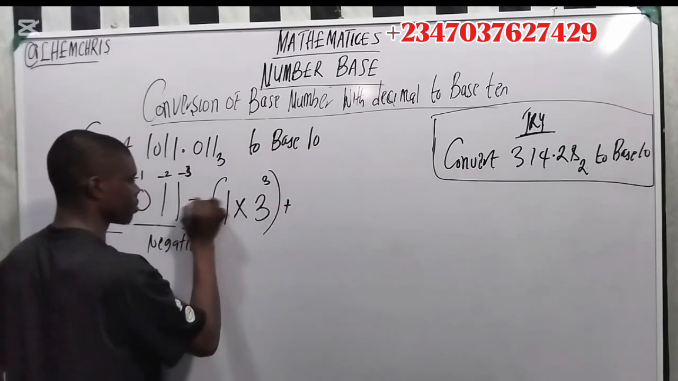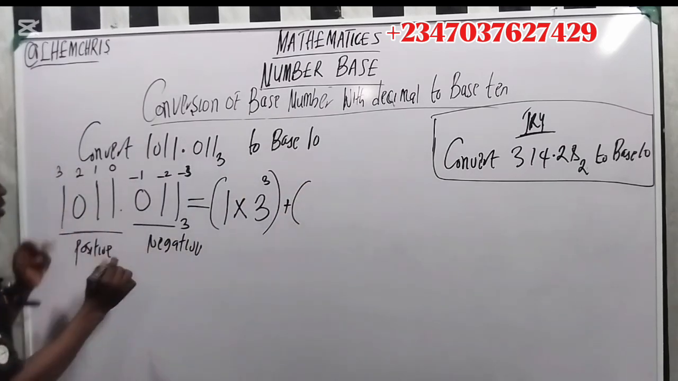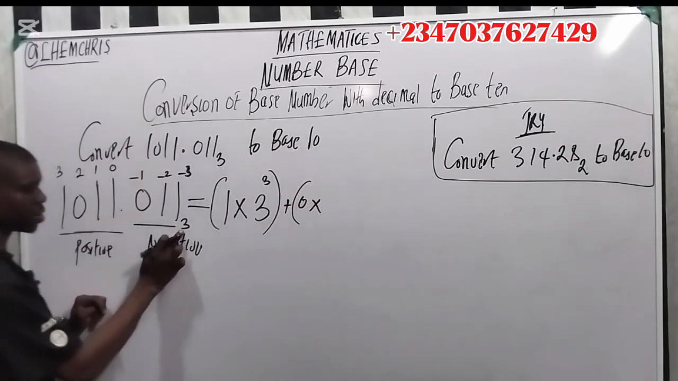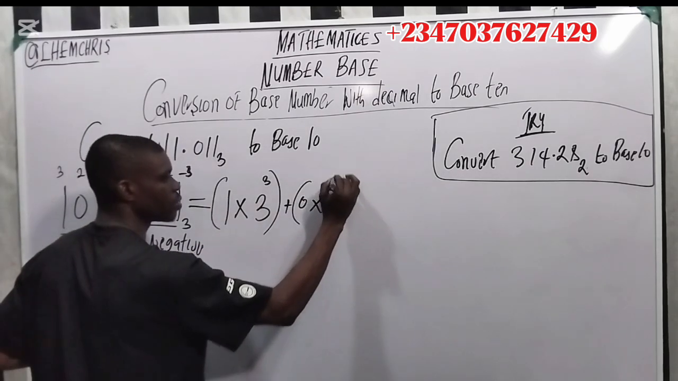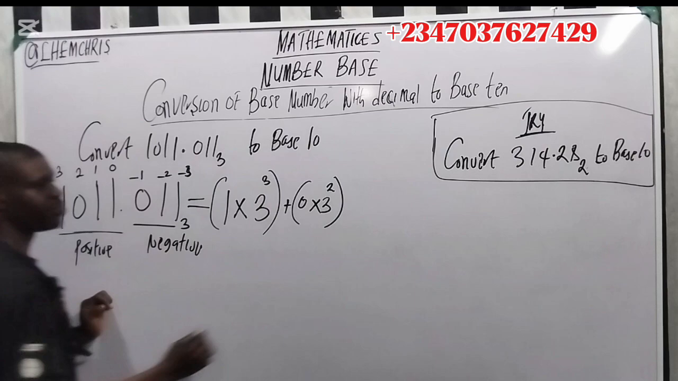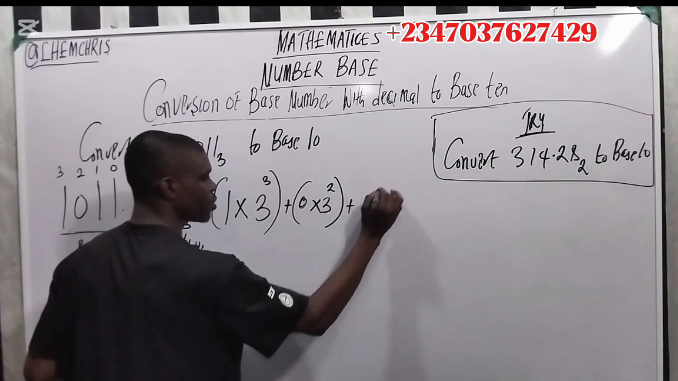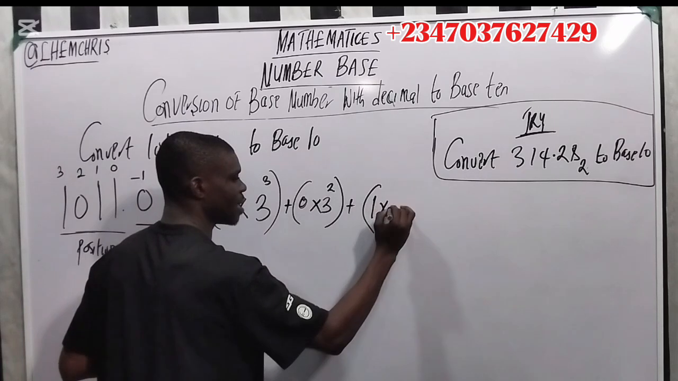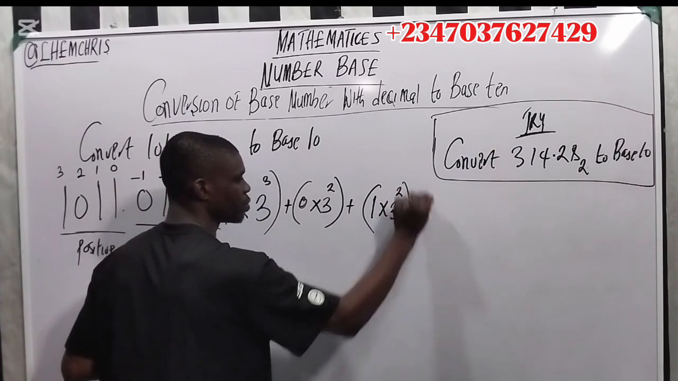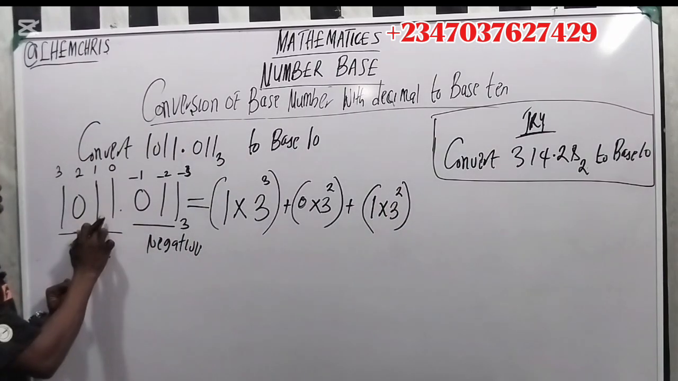Plus 0 times what? 3 raised by what? 2. Do you understand? Plus here we have 1, 1 times 3 raised by what? 2.